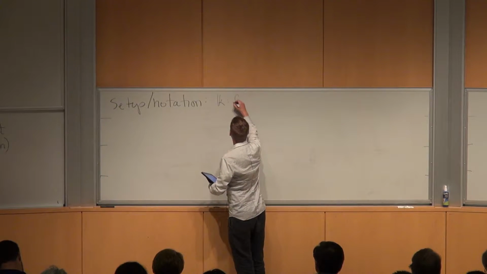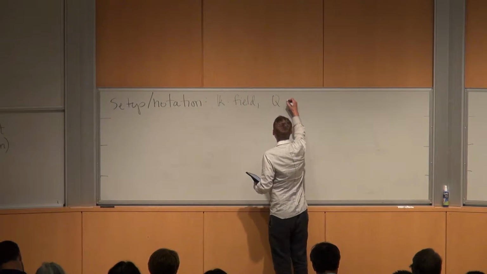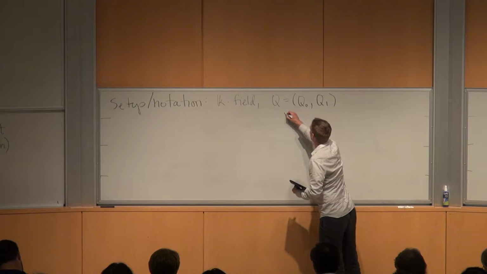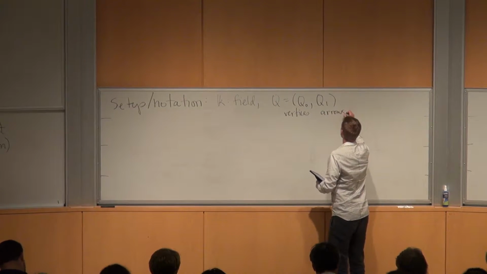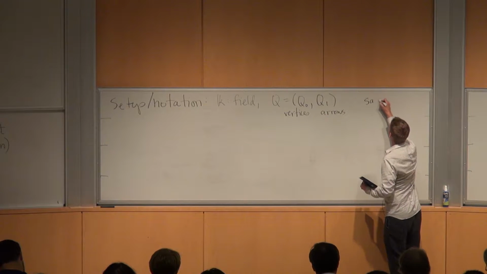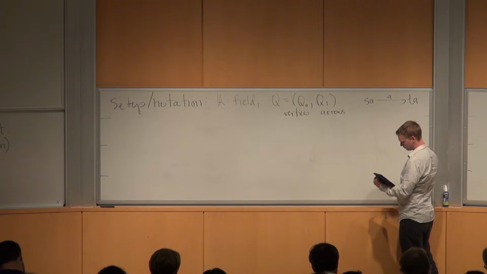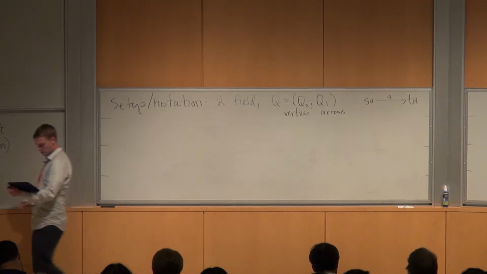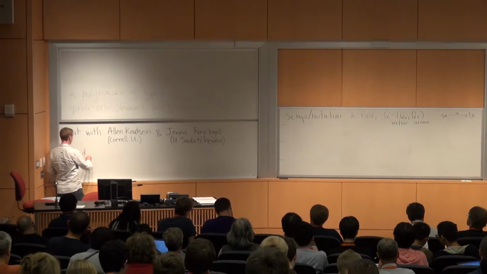K is a field. Q is going to be a quiver. As usual, we'll have vertices Q0 and arrows Q1. If I have an arrow a, I'll denote its source by s(a) and its target by t(a). And for the whole talk, d underline is a dimension vector.